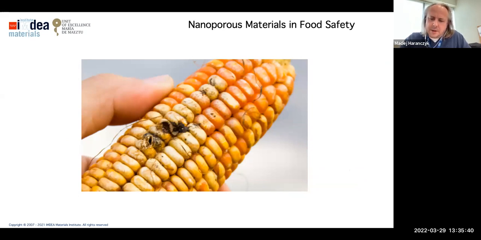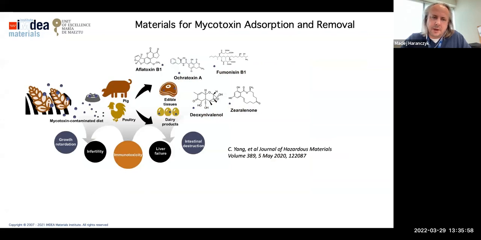So there's a big problem with food and animal feed caused by fungi. Fungi grow on crops, and you might have actually seen in the market a crop with fungi, and those fungi produce mycotoxins that can be very dangerous. So those mycotoxins end up in food or animal feed, and once they enter an animal, they can cause various health problems.